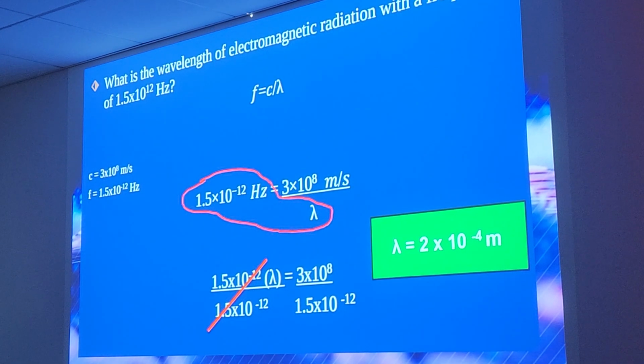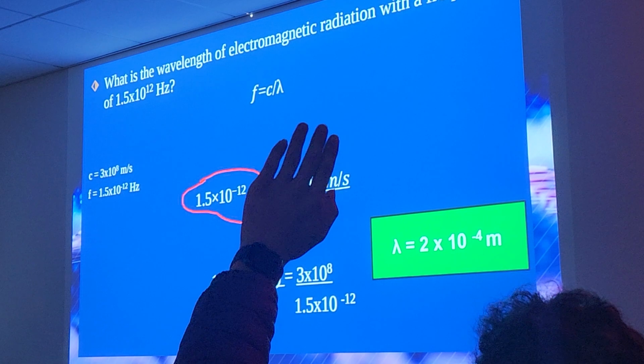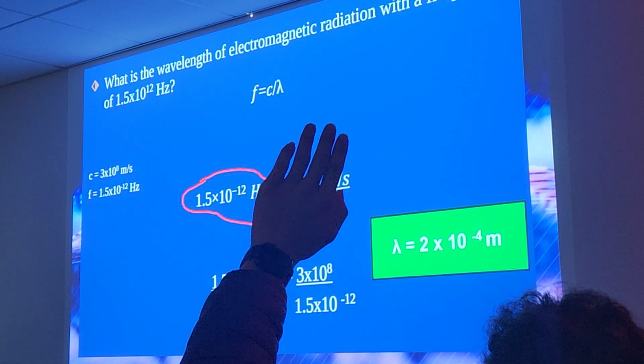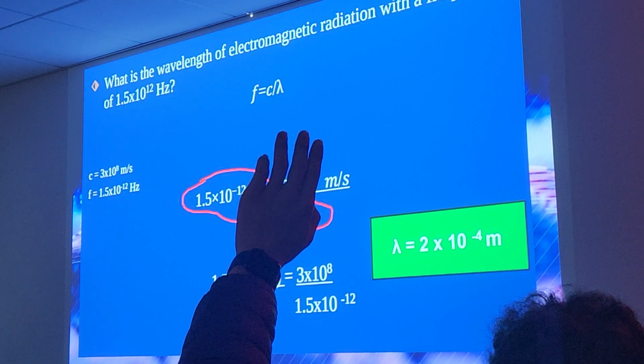Miss Winnie, can you show us how to do that on a calculator though? Yes. You just type it in on your phone. If you have a scientific calculator, you should be able to. You literally just type it in the way it is, 3 times 10 to the power of 8 divided by. But on the exam calculator you can't.